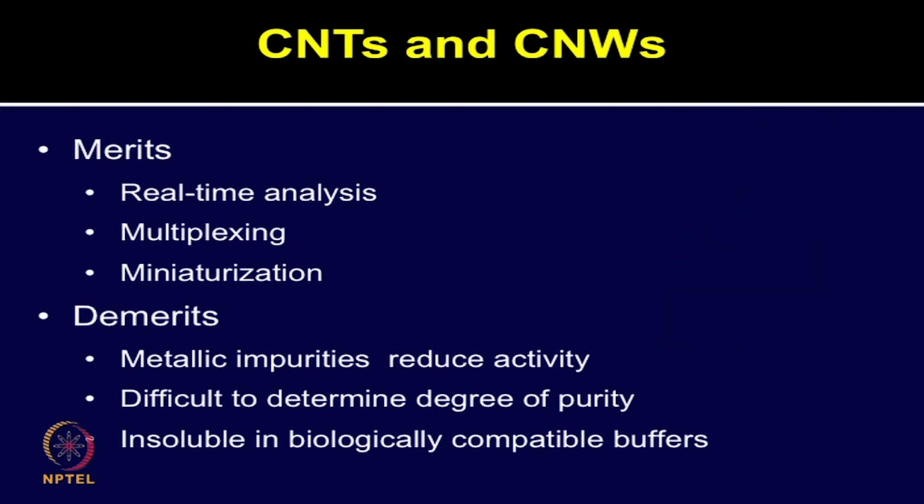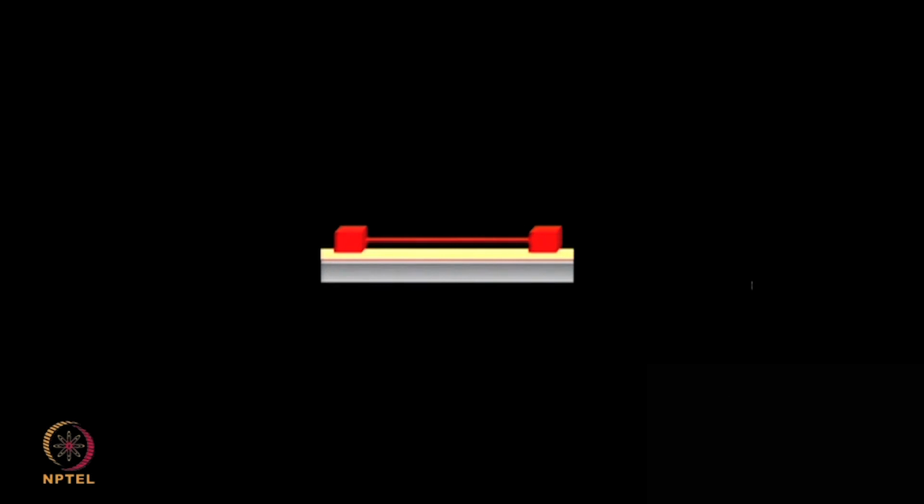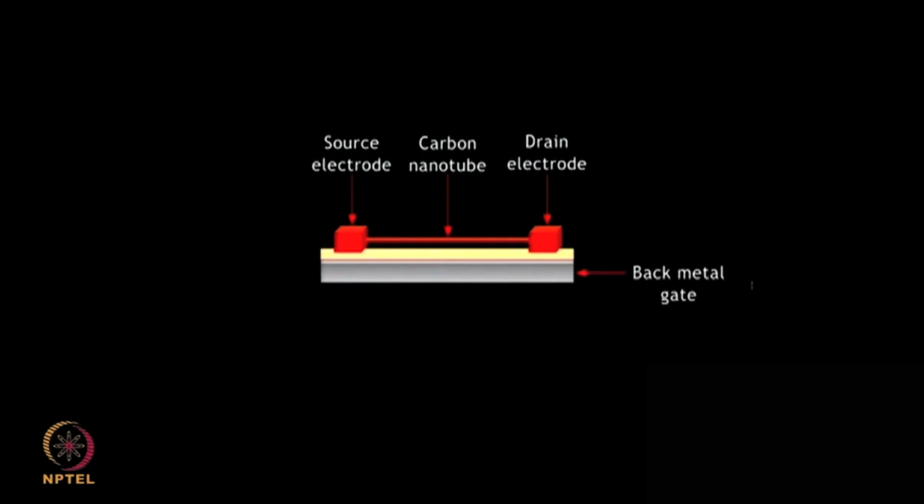One of the major constraints is their insolubility in biologically compatible buffers, since they are not compatible in all biological buffers. To demonstrate the principle of carbon nanotubes and nanowires, let us look at this animation. Carbon nanotubes. The carbon nanotubes are hollow cylindrical graphite sheets that exhibit very high levels of chemical and mechanical stability.